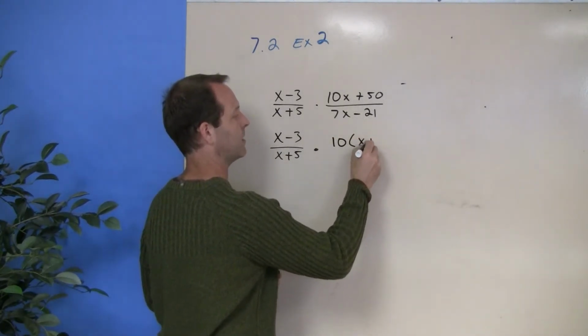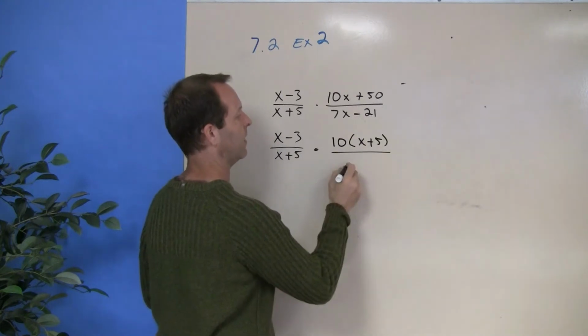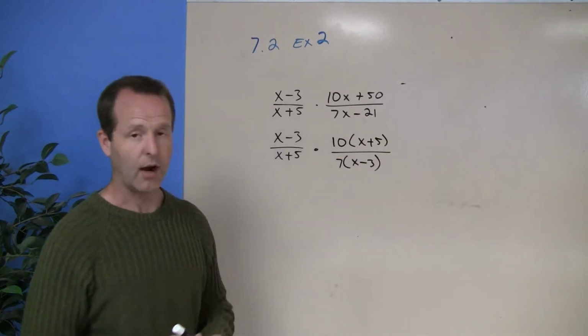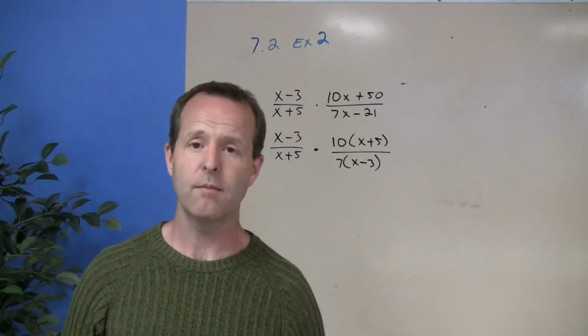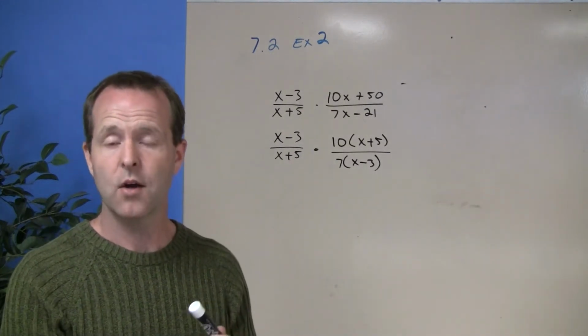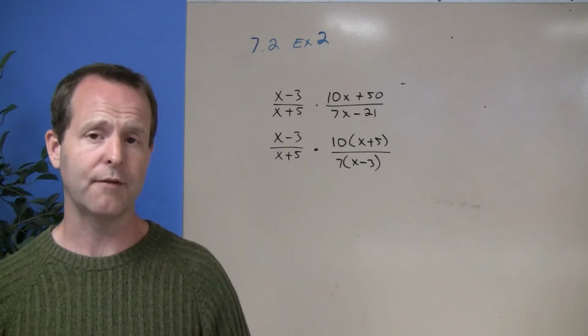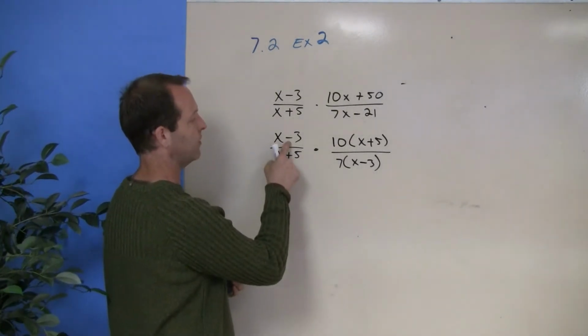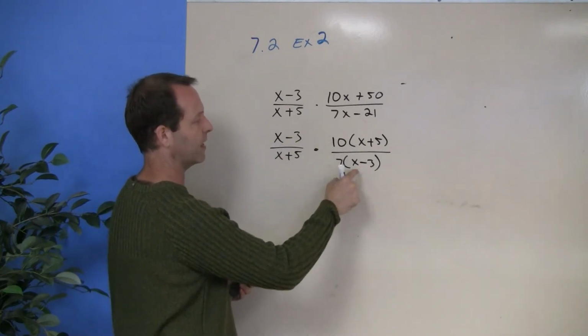It looks like I get x plus 5. And the denominator on the other side, 7 times x minus 3. Now everything is in its completely factored form. I can multiply straight across, or maybe something cancels out through a clever version of 1. And that's what I see. An x minus 3. Over here I have an x minus 3.